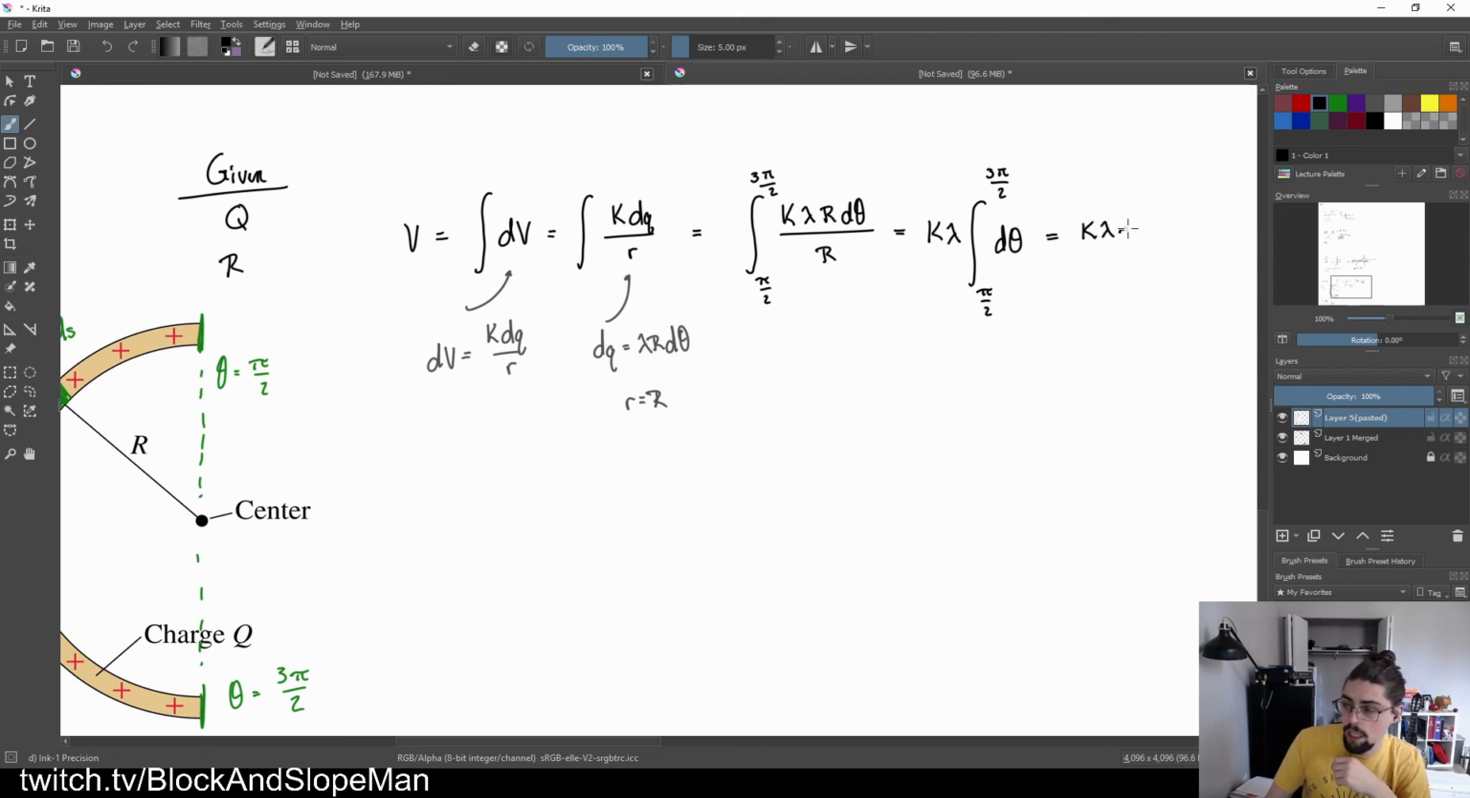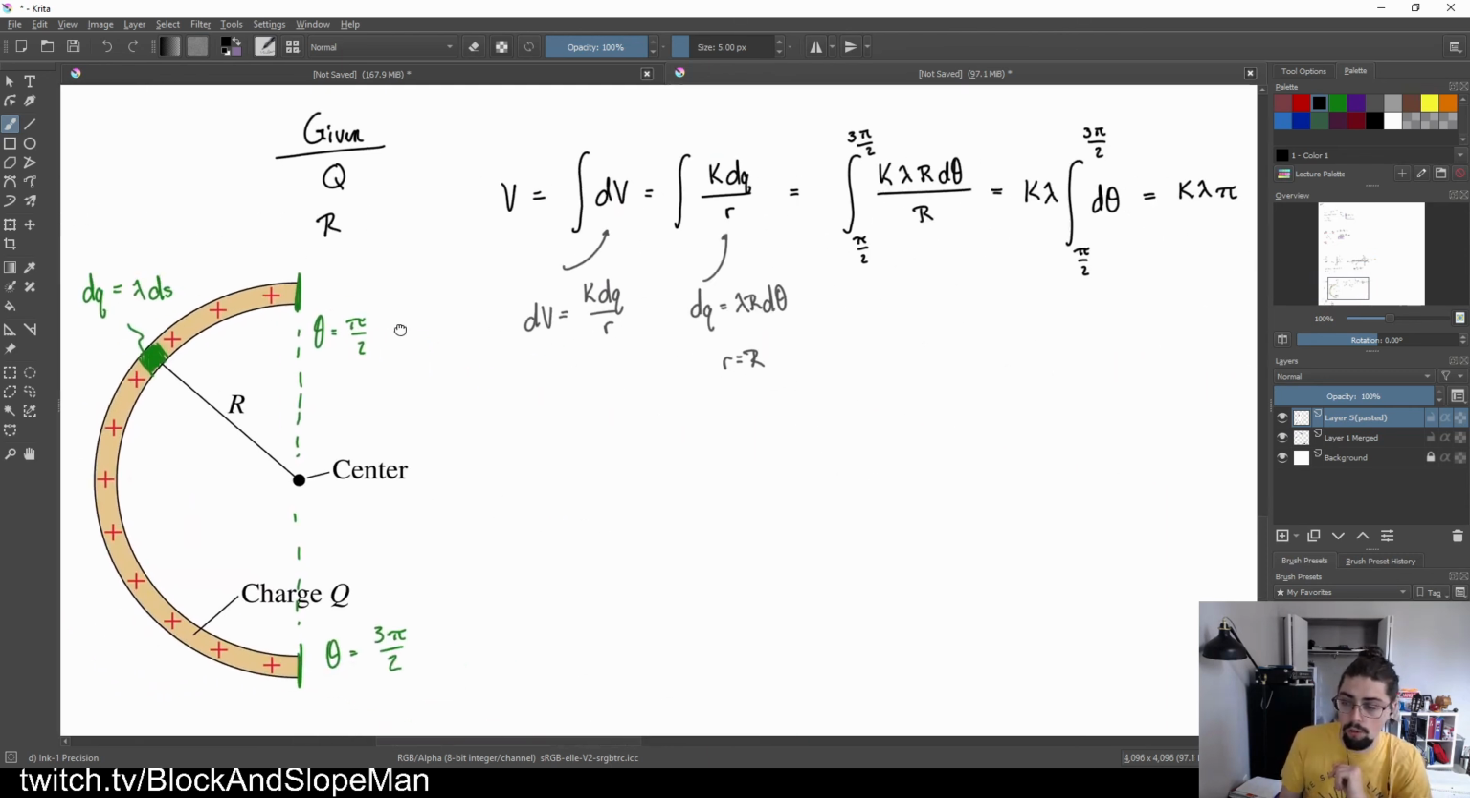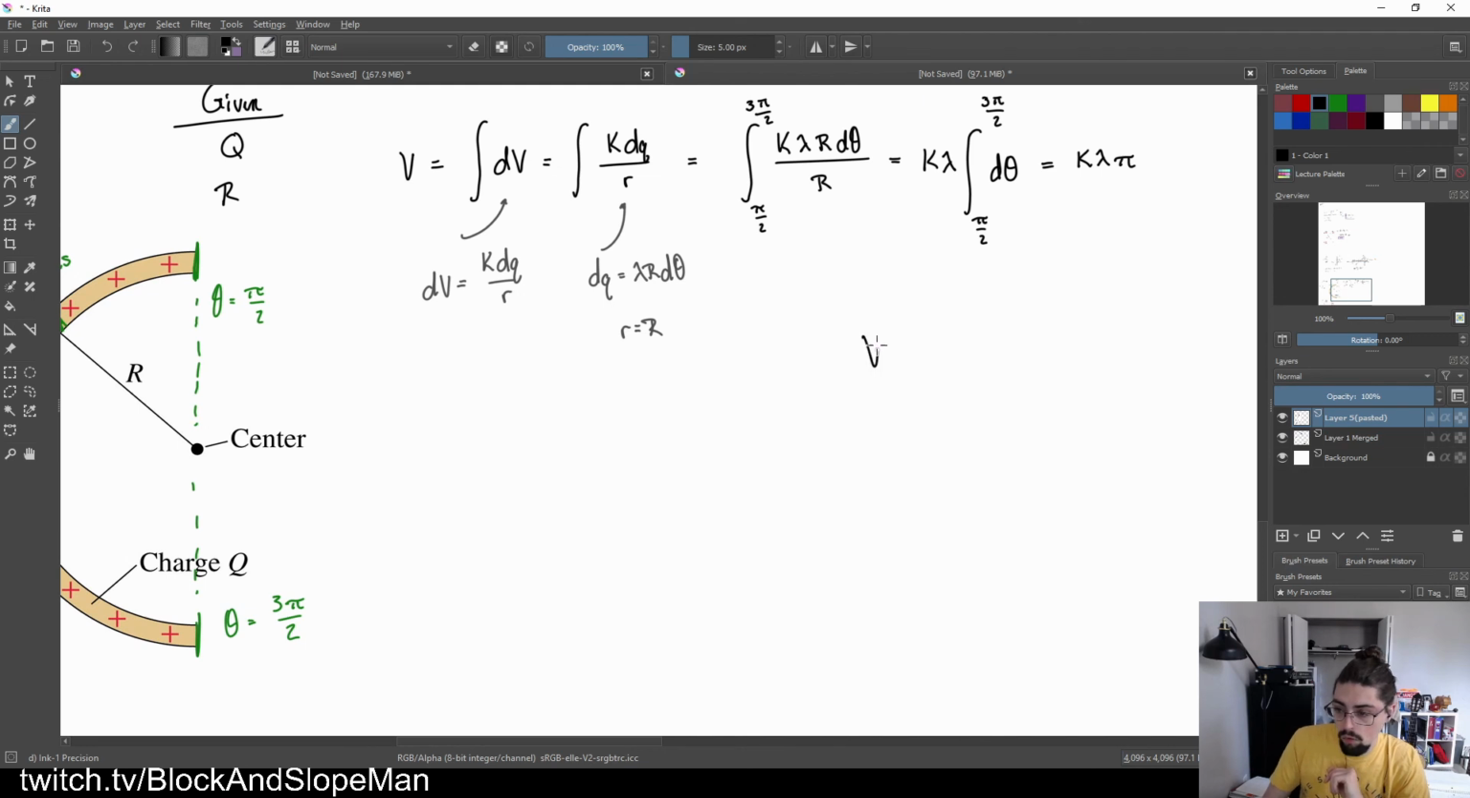K lambda pi. My last step, I need to plug back in for lambda, right? So we said lambda at the very beginning was q over pi r. So V is equal to k q pi over pi r. Pi's cancel out. K q over capital R. There we are. That's it.